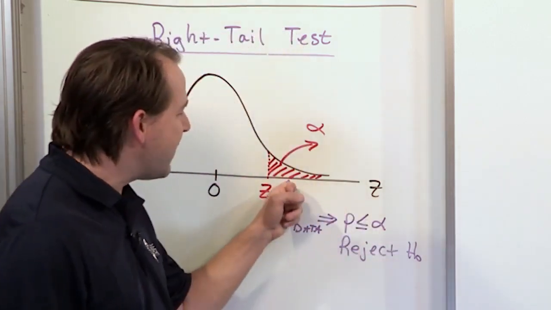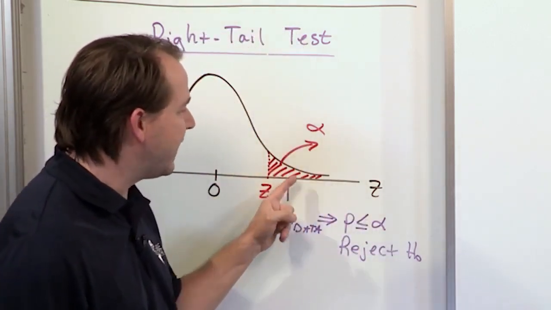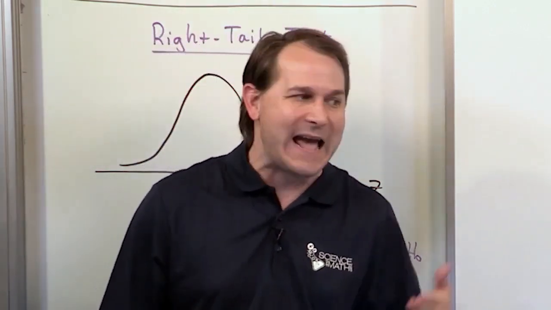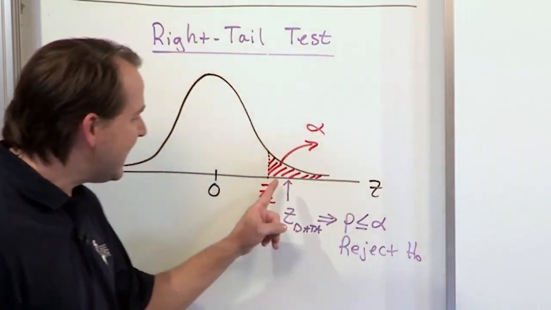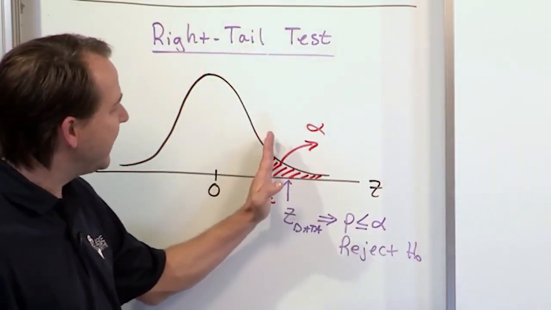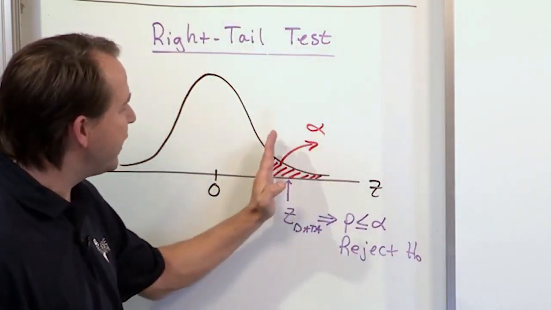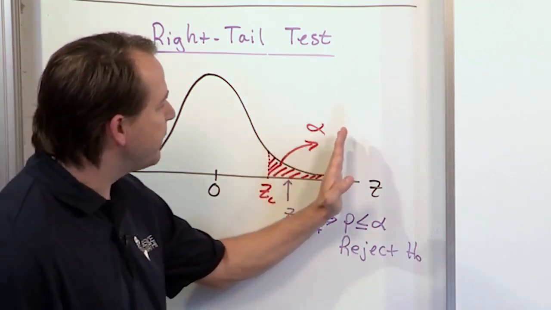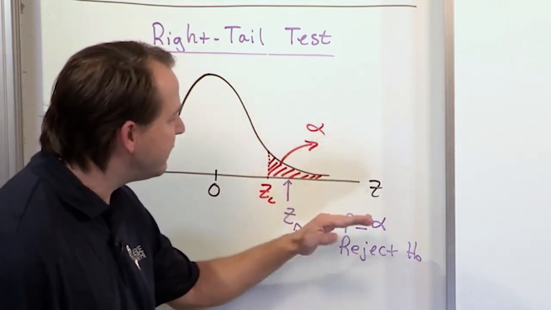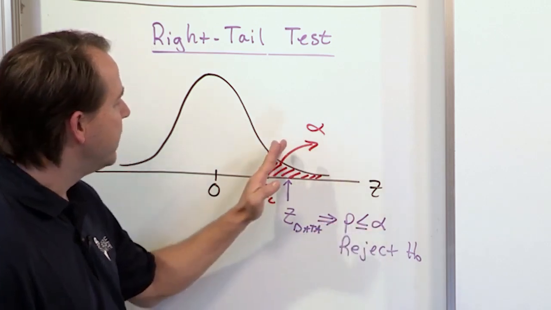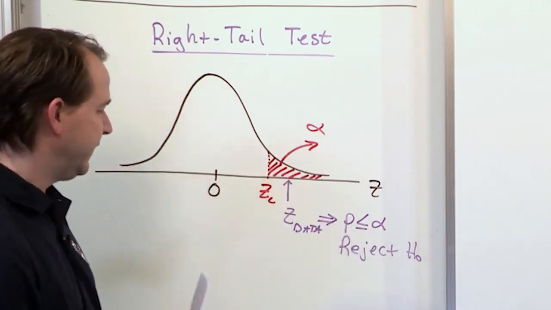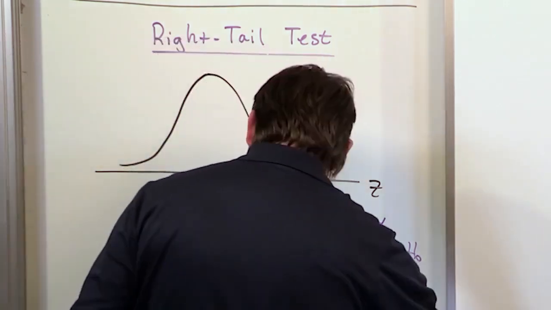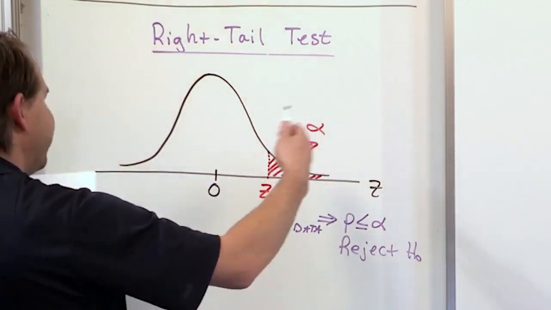The z-value has to fall here in order for the p-value to be less than alpha. It has to fall in the rejection region. It has to be somewhere over here because the area to the right of my value of z for my data is going to be the p-value. So in order for me to reject, that area has to be smaller than the area of the level of significance.